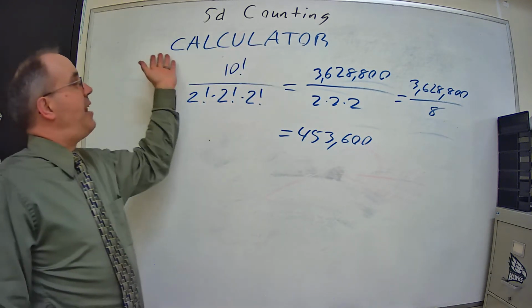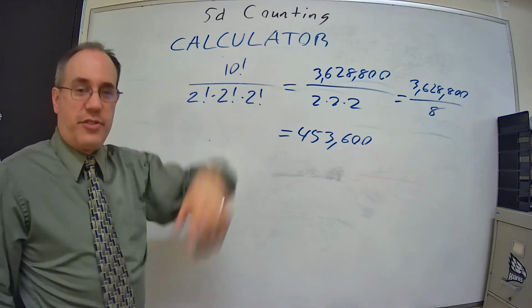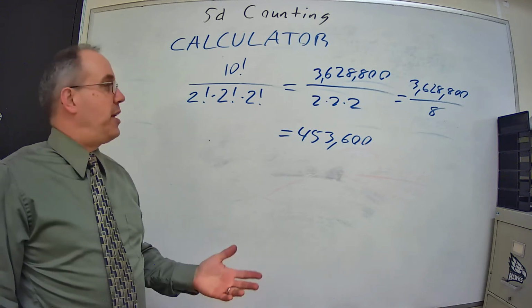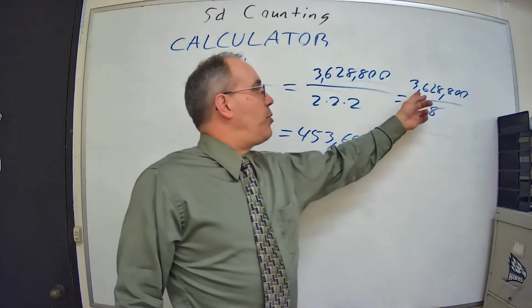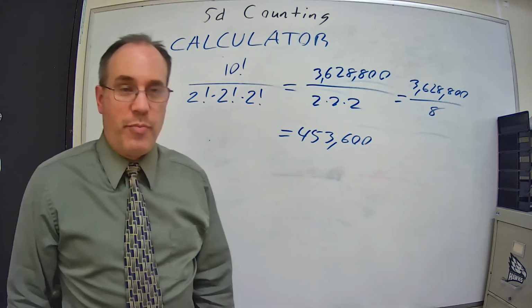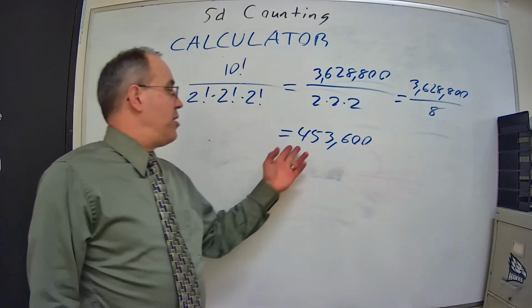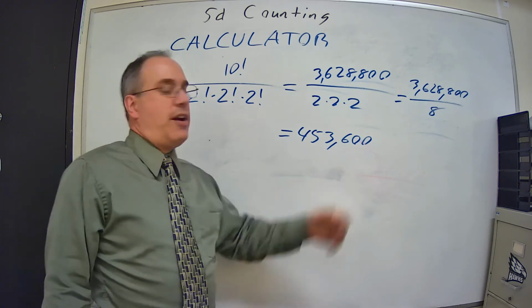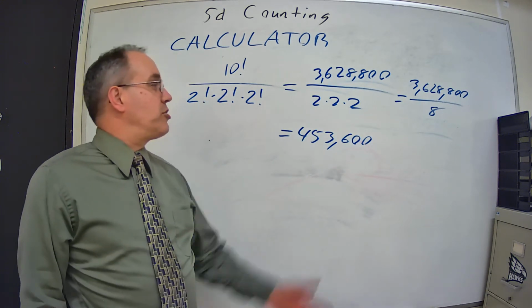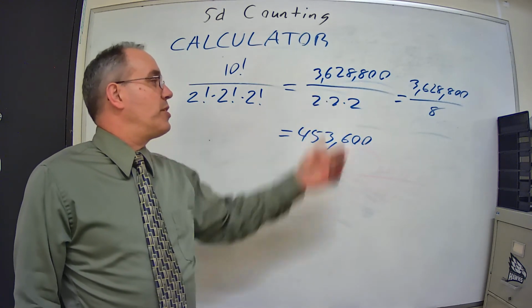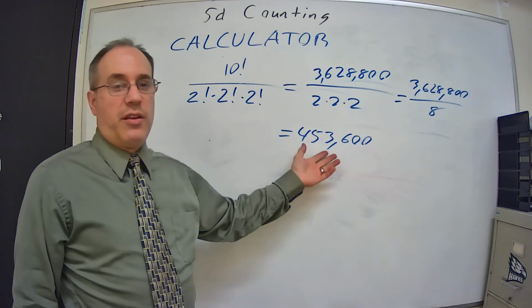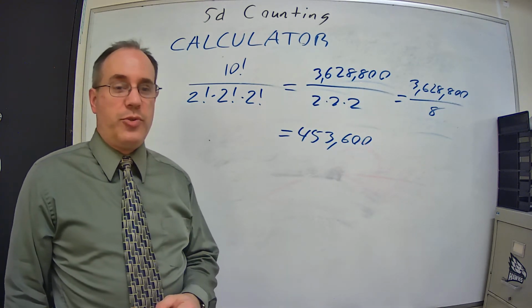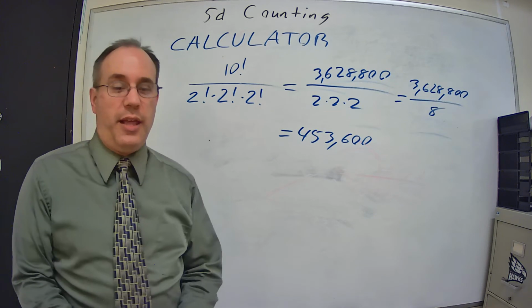If these were just 10 letters, no duplicates, then we would have 3.6 million possible arrangements. But if we have duplicates like we do here, in this case, we went down to less than 500,000. So quite a difference there. We went to less than 1/7 the amount of possible arrangements because of those duplicate letters.